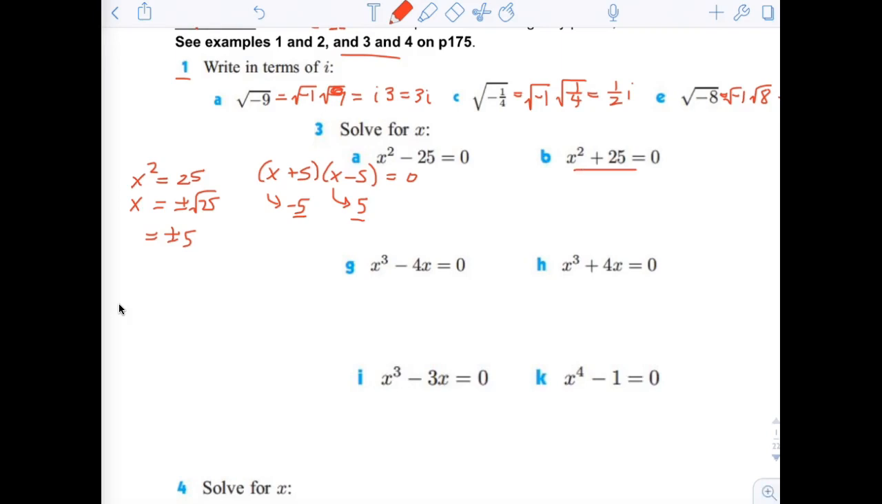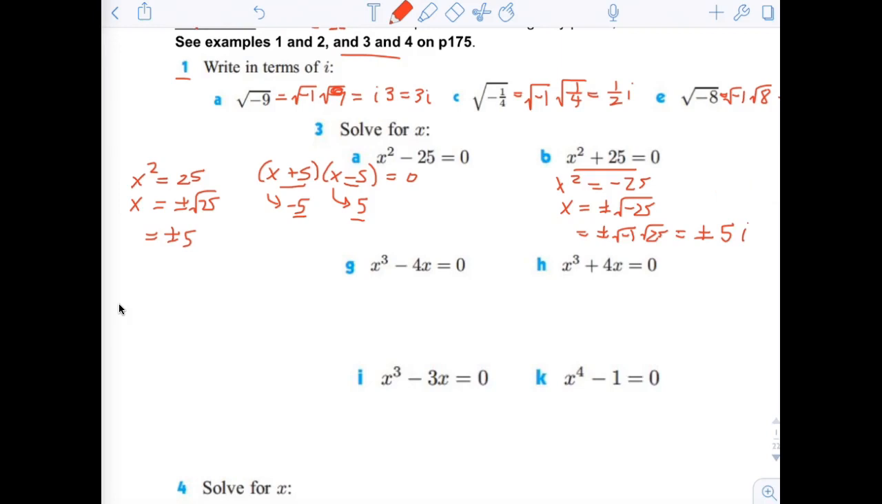Now here let's do a little trickier one, x squared plus 25. Okay, x squared plus 25 does not appear to factor into real numbers like this, okay? What if we use the other method? x squared equals -25, x equals plus or minus the square root of -25, x equals plus or minus the square root of -1 times the square root of 25. So basically what this says is that x is equal to plus or minus 5i.